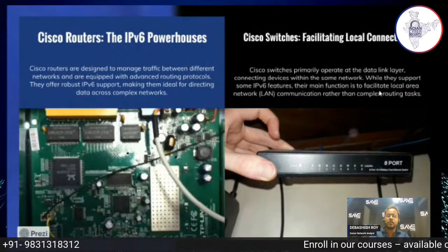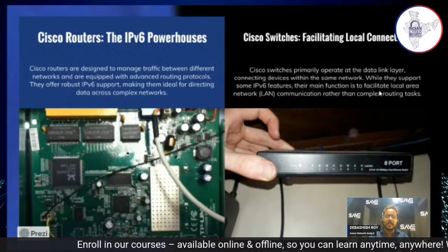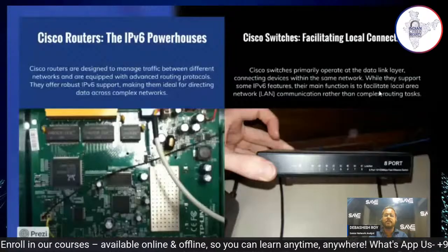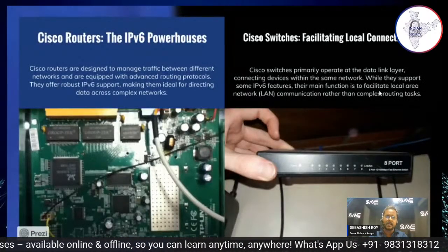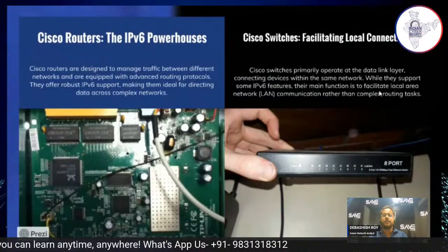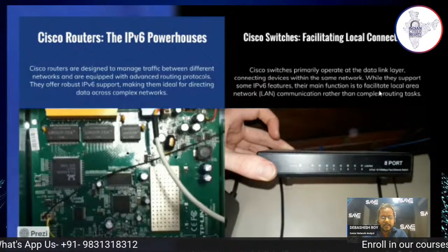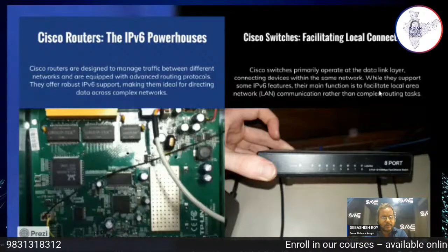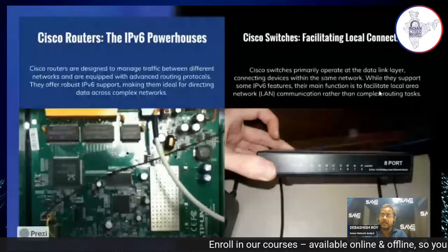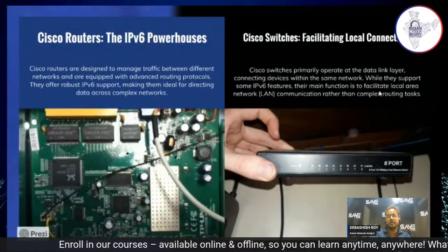Then comes the Cisco routers, the IPv6 powerhouses. Your Cisco routers are inbuilt with IPv6 IOS, and all of them are designed to manage traffic between different networks and are equipped with advanced routing protocols. They offer robust IPv6 support, which makes them ideal for directing data across different networks. So nowadays, the routers are all supported with IOS that supports IPv6. The days are gone where only IPv4 was supported.